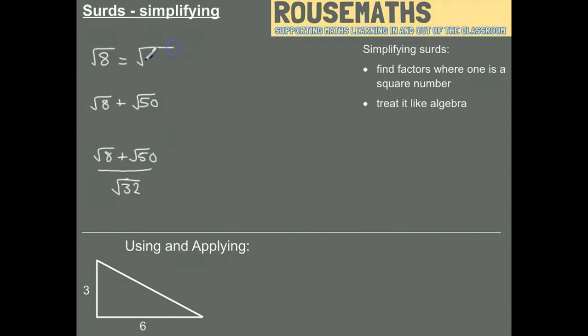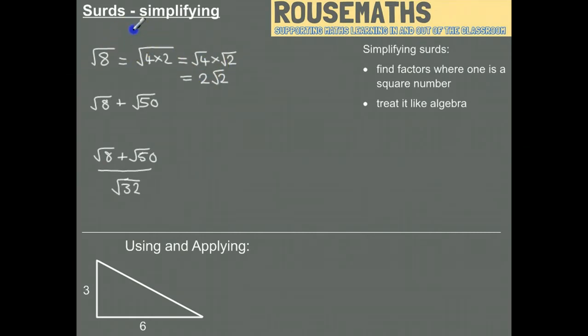I've written 8 as 4 times 2. Now we can write it like that as well. And the reason we write it like that, and I put my square number first, is that I know that the square root of 4 is 2. So I can write this as 2 root 2. So root 8 has been simplified to 2 root 2 by finding a square number.